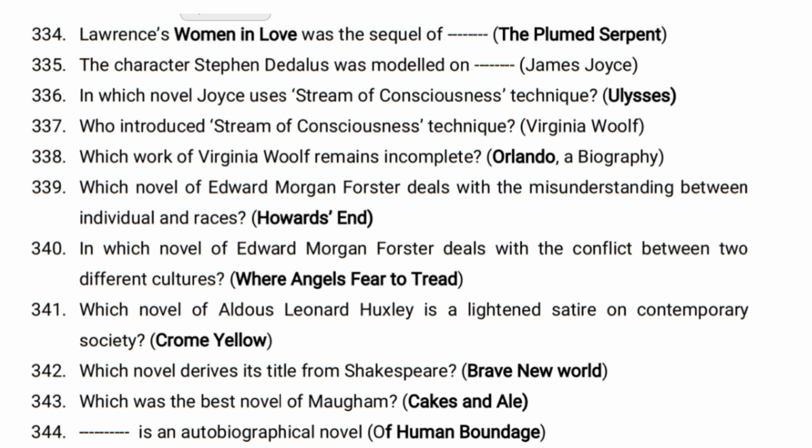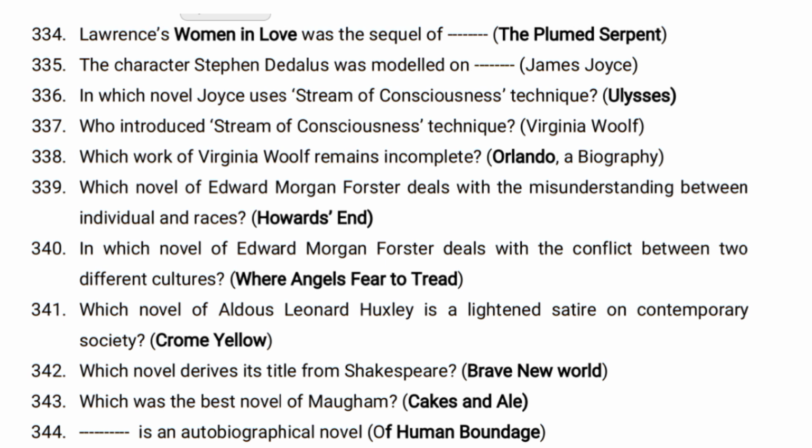In which novel does Joyce use the stream of consciousness technique? Ulysses. Who introduced the stream of consciousness technique? Virginia Woolf. Which work of Virginia Woolf remains incomplete? Orlando, a biography. Which novel of Edward Morgan Forster deals with the misunderstanding between individuals and races? Howards End. In which novel does Forster deal with the conflict between two different cultures? Where Angels Fear to Tread.